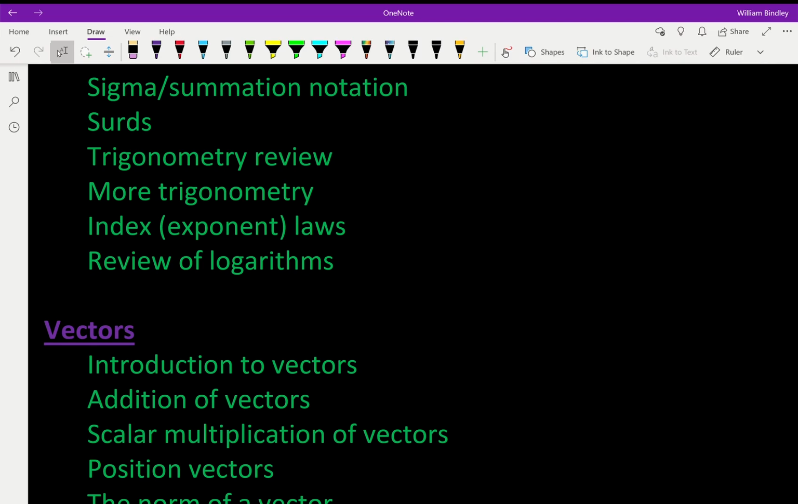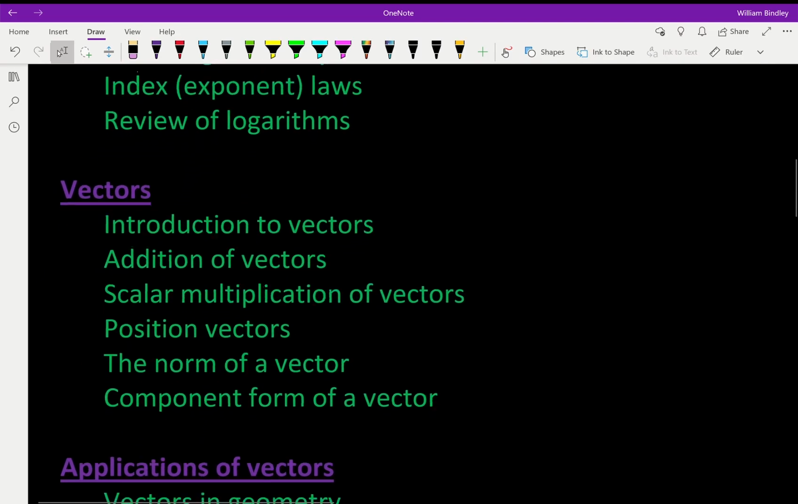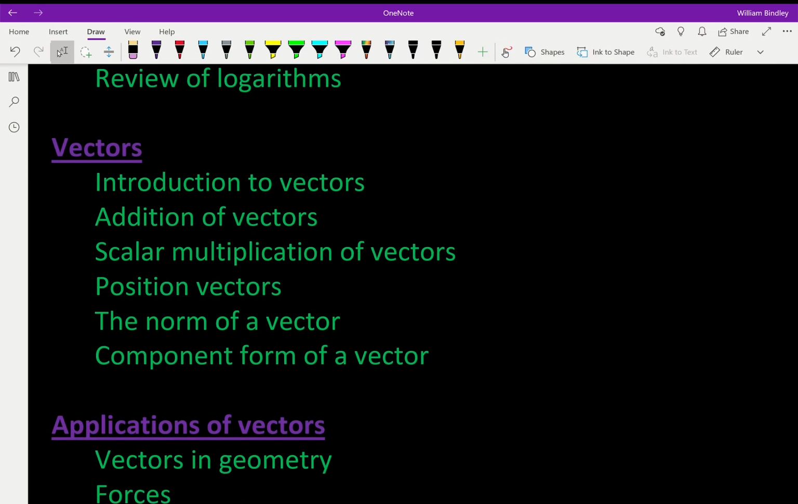Index or indices are just another name for exponents, and perhaps I'll prove all of them for you as well, and then we'll do a review of logarithms. After that, we'll move on to non-revisionary content. We'll start doing new stuff.